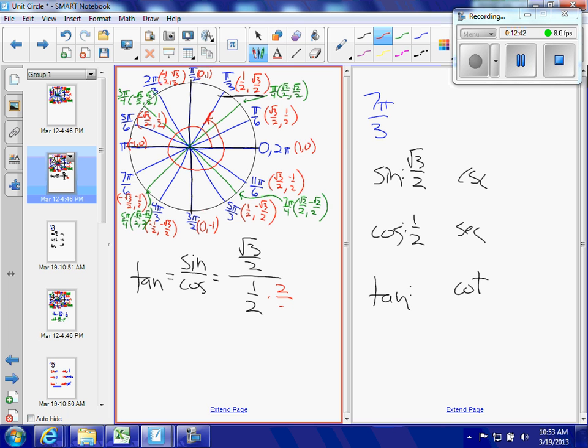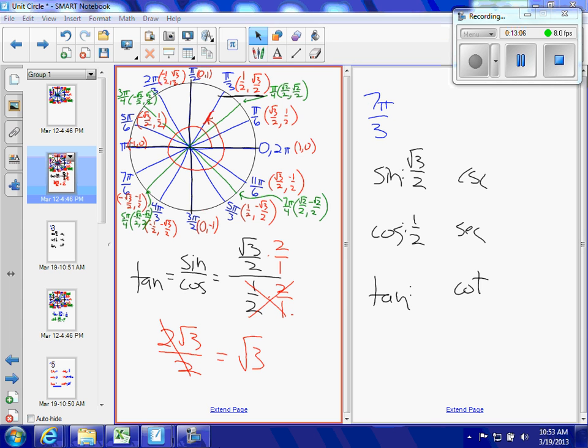2 over 1 times 2 over 1. Sorry, this is 2 over 1, not 2 over 2. 2 over 1. That crosses out, and I wind up with 2 radical 3 over 2. My 2's can cross off. I end up with radical 3. So tangent here is equal to radical 3.